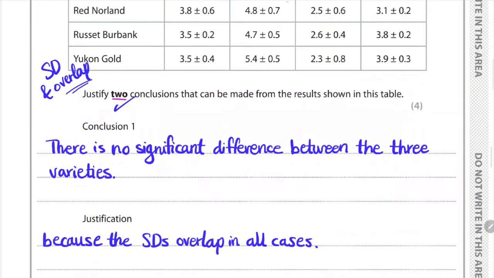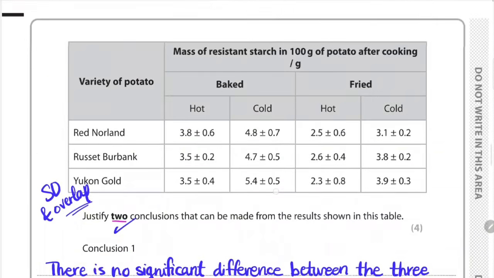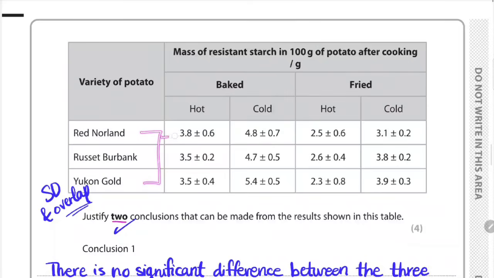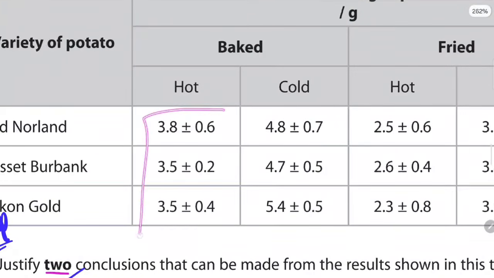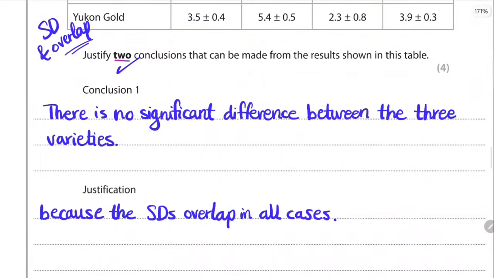My conclusion 1 was that there is no significant difference between the 3 varieties. I can't see a significant difference between the varieties. These are the varieties, so if I want to compare between each one of them for the hot temperature, for example, I can see that all of them are very similar. That's 3.8, and there's a range of 0.6 higher and lower. I have 3.5 and 3.5, so that's very obvious. I don't even have to calculate the values after increase and decrease of the standard deviation. So I can see that the standard deviations overlap in all cases.